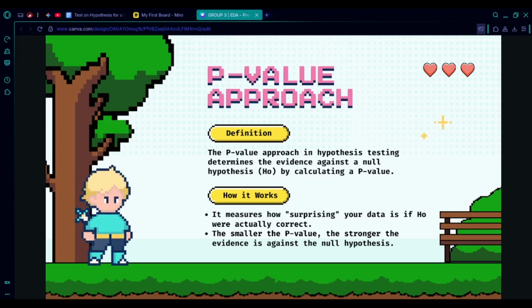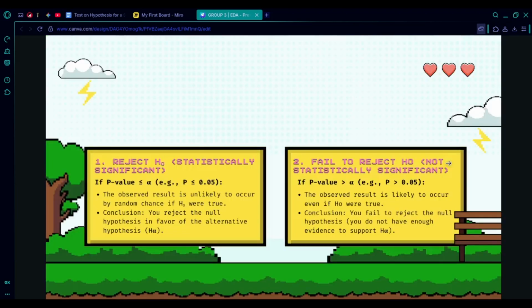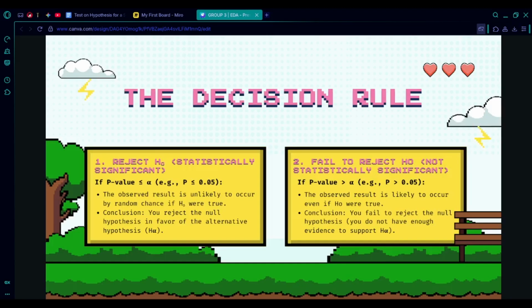By the word itself, we must remember this sentence, the second sentence. The smaller the p-value, the stronger the evidence is against the null hypothesis. Next is we must first know the decision rule or the conditions for computing the p-value or for concluding if we reject or we accept the null hypothesis.